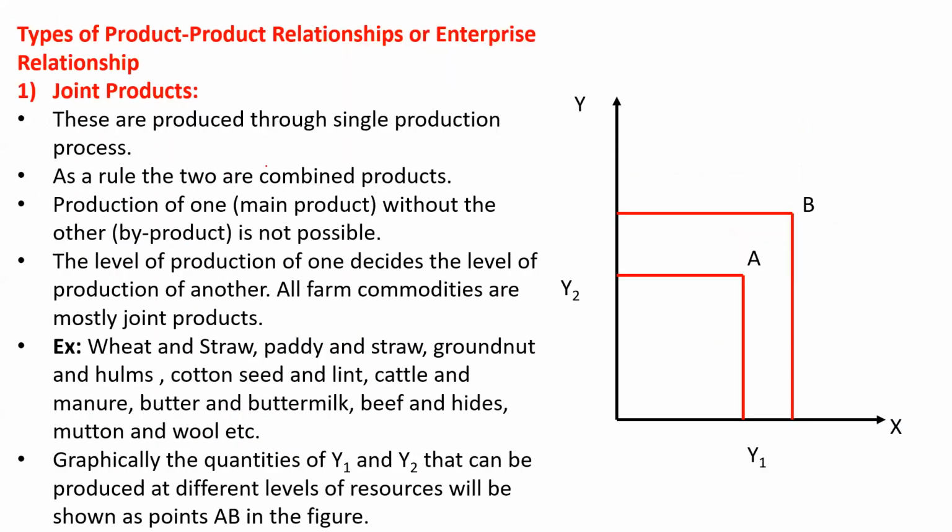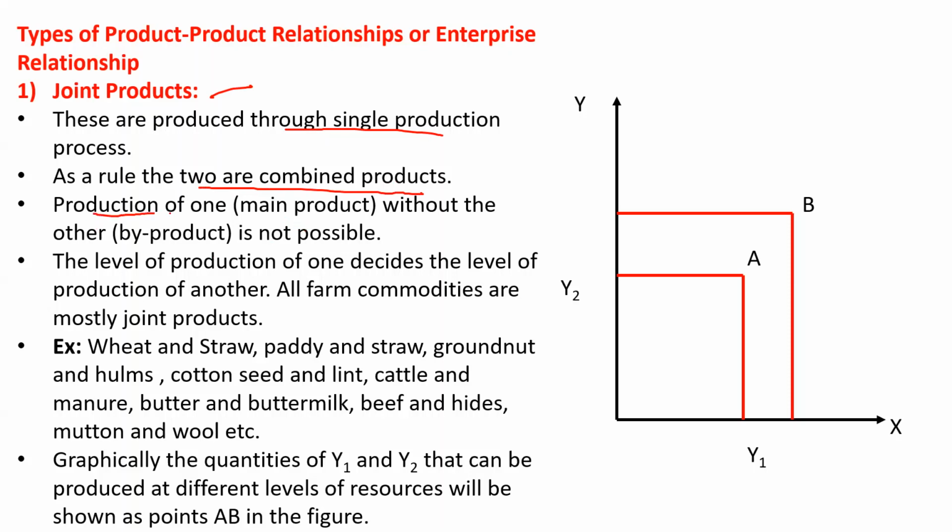Then there are different types of product-product relationship, or we can say these are enterprise relationship. First is the joint products. These are the product produced through single production process. एक single production process से दो products result होते हैं, तो उसका हम joint products कहते हैं. But as a rule, these are two are combined products. We can say main products and byproducts. These are the joint products.